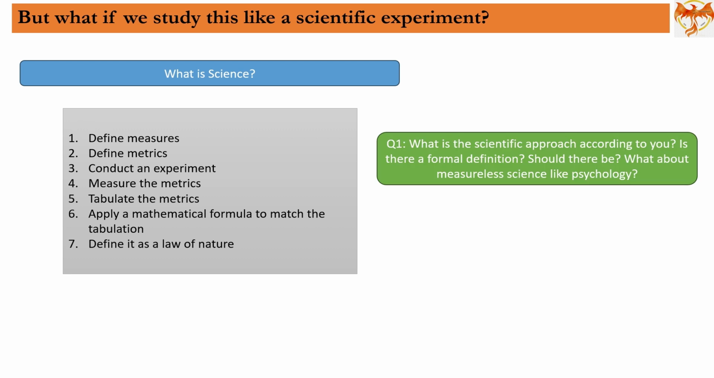So question for you guys, what is the scientific approach according to you? Is there a formal definition? Should there be? And what about measureless sciences like psychology and so on, where we do have some elements of hypothesis, logic, causation, etc., that we're applying, but we don't exactly apply mathematics to come up with rules in those cases. So, is this definition correct? Does it need to be changed, extended? Is it good for 95% of the cases where there's a 5% difference? Do let me know your thoughts.